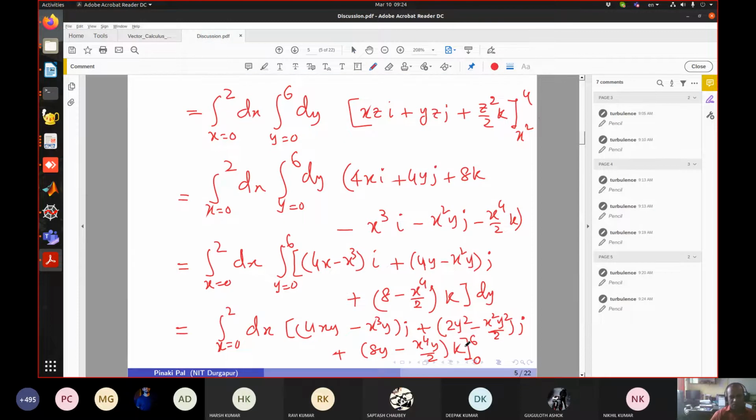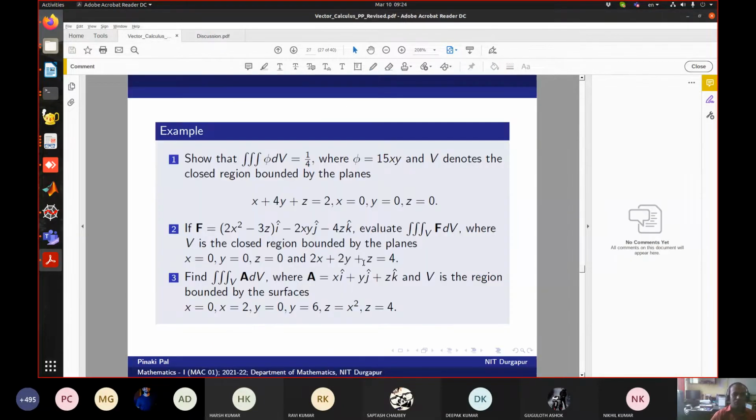So I think you can do it. You will just put x is equal to y is equal to 6 in this vector, and we are left with a function of x, and then you will do the x integration and you will get a constant vector. So that is the answer. So therefore you see volume integration is not that difficult if we understand the region carefully.